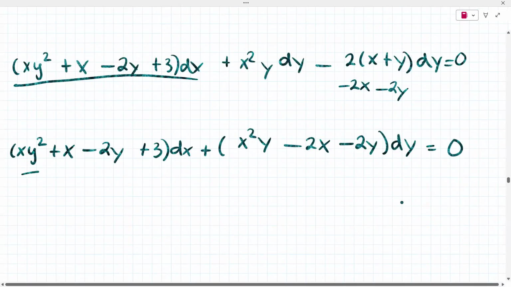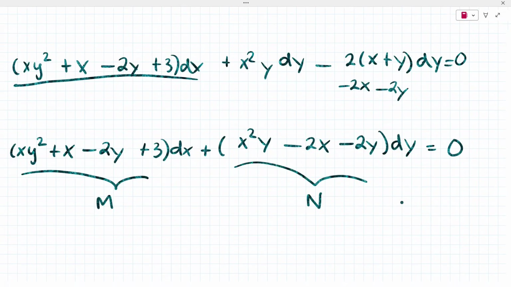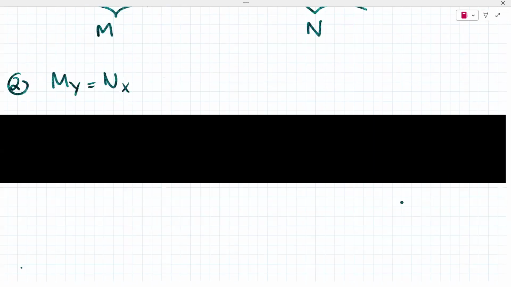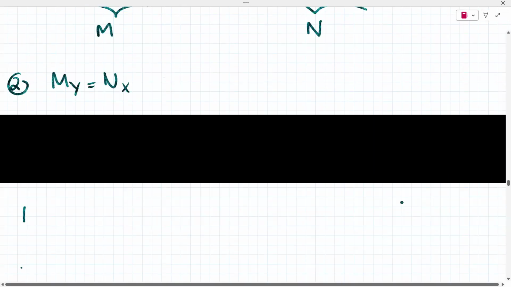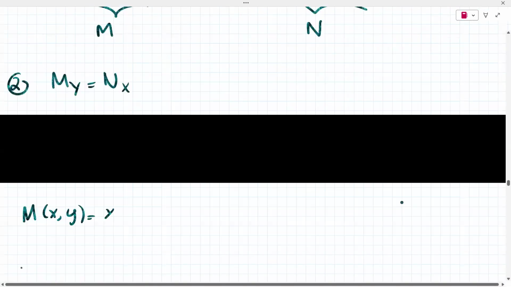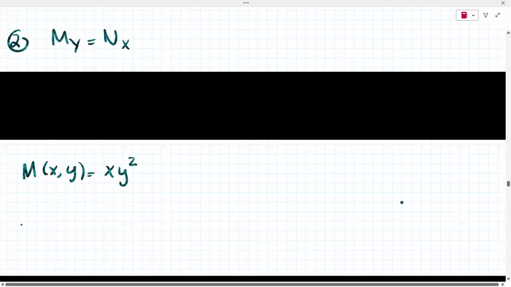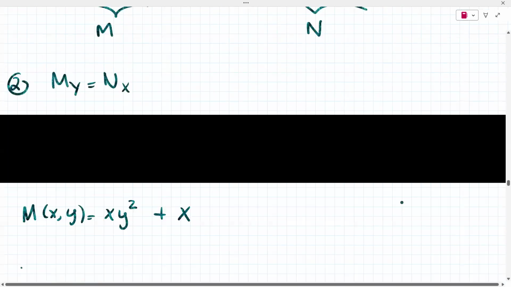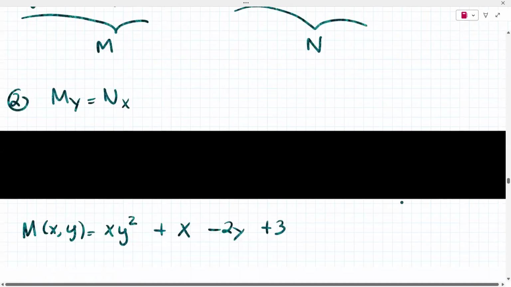So this is our M, and this is our N. Step 2. Does the partial of M with respect to y equal the partial of N with respect to x? Let's see, my M of xy is this whole thing: xy squared plus x minus 2y plus 3, and then just take the derivative with respect to y.